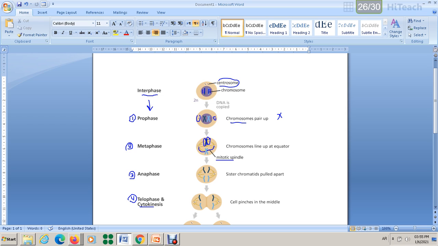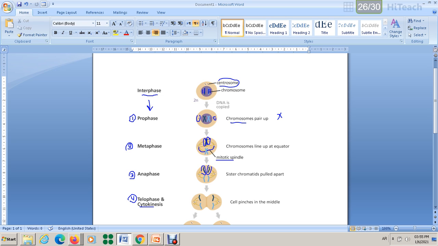Okay, now what is the third step? After they are connected with the mitotic spindle, in the anaphase, what's going to happen? These mitotic spindles start to get shorter and start to pull the chromatids to the opposite sides of the cell. Look, this is the first chromatid and this is the second chromatid. Now they are separated from each other and they will go to the other side of the cell.